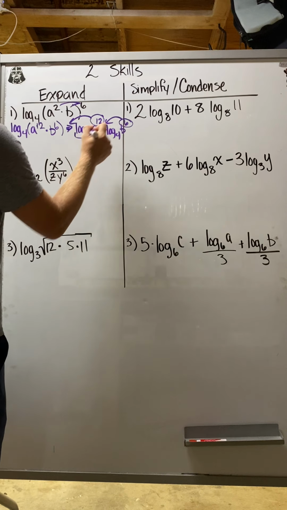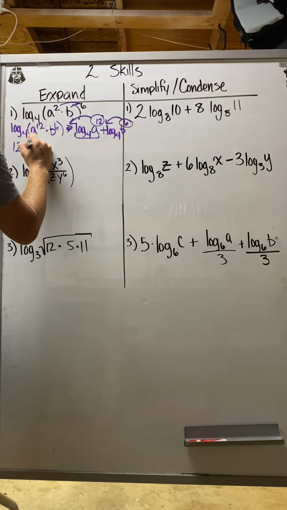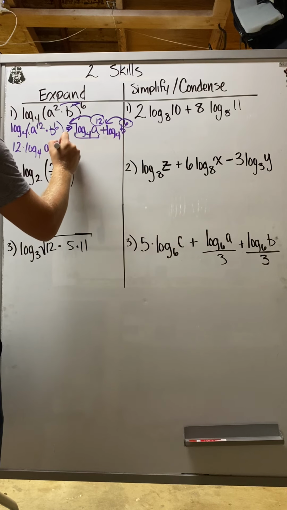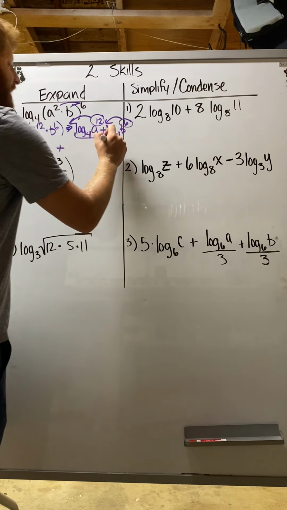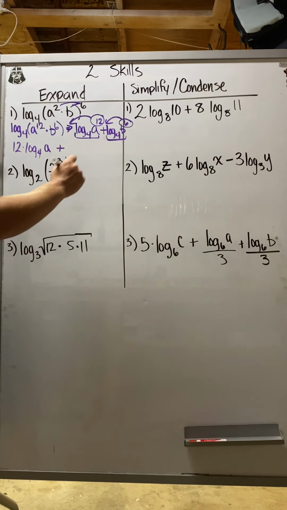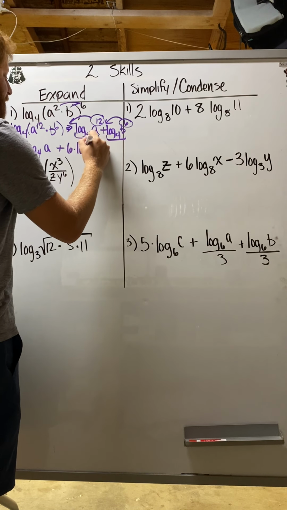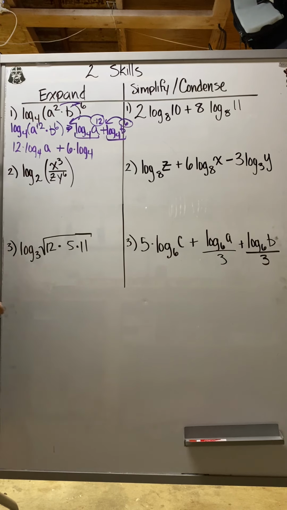This first log is going to be 12 times log base 4, that didn't change, of A. There's no more 12 on this A because I took it and moved it in the front. There is still addition between them. And my next log is going to say 6 because there was a power of 6. Log base 4, but this argument was b.